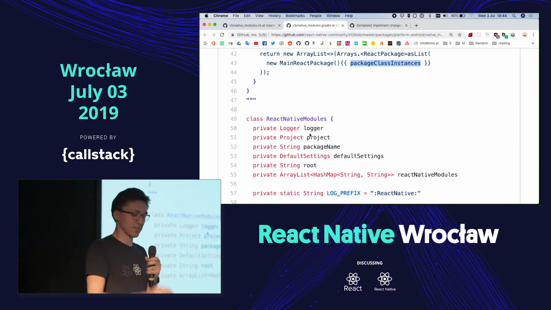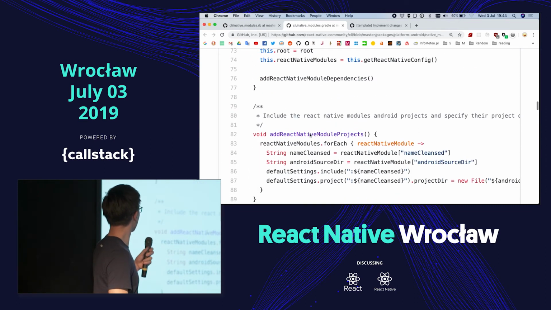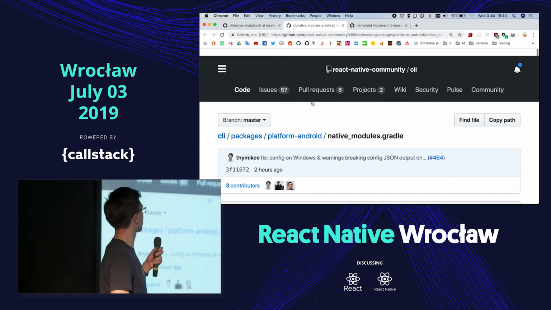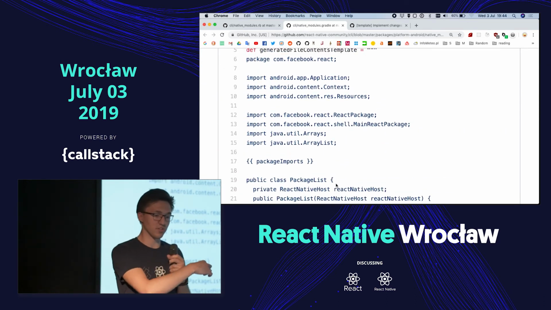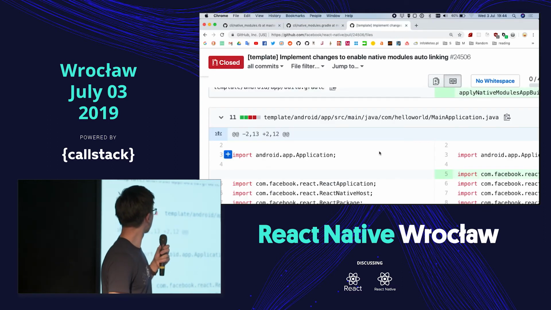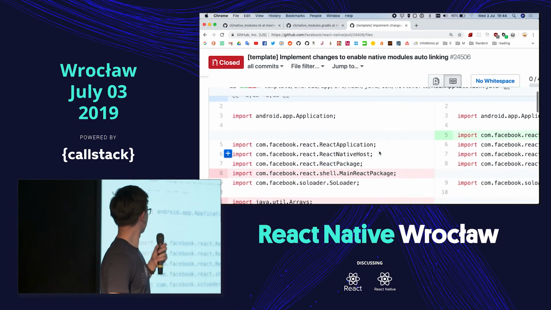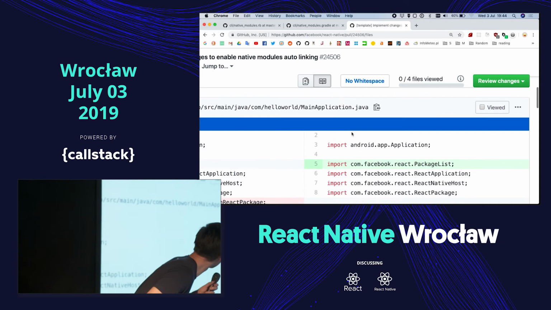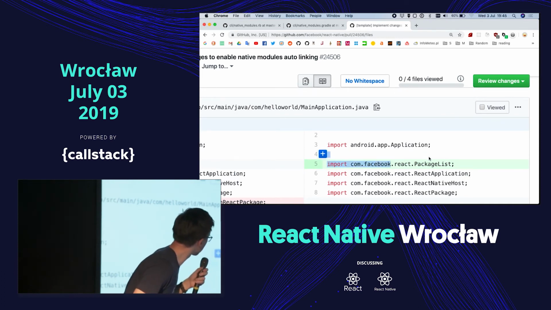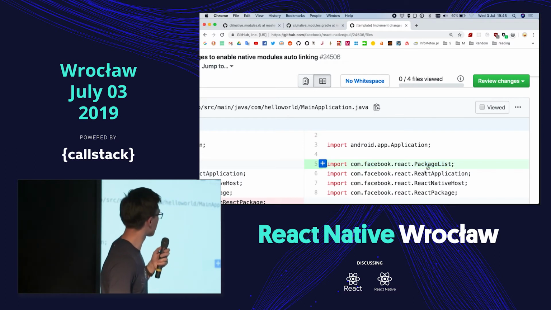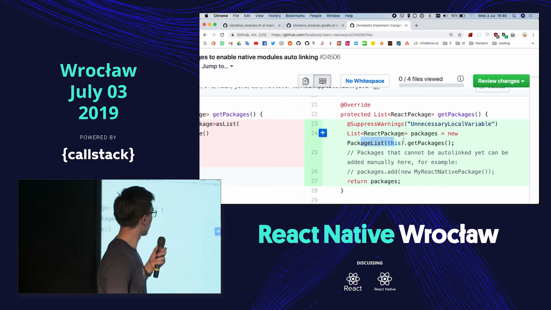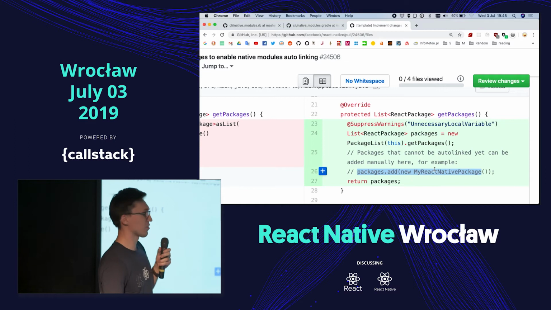Let's say that's almost it, but anyway, the most important thing is to get this project generated and put it there. So we're adding the package list and we call it in our main application Java, and you can see this is the place where you can add your custom packages if they don't work with auto-linking, but most of the time you don't need to touch it. So that's great about it.